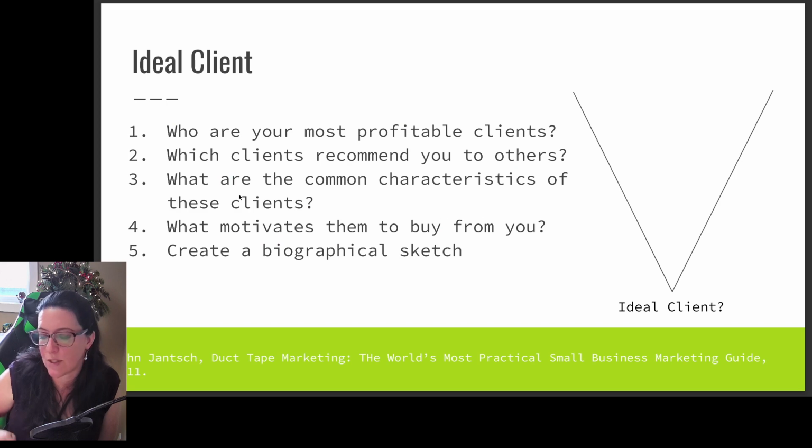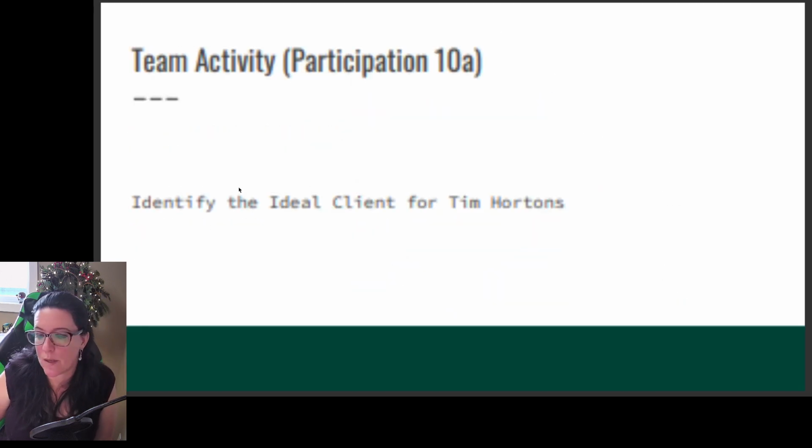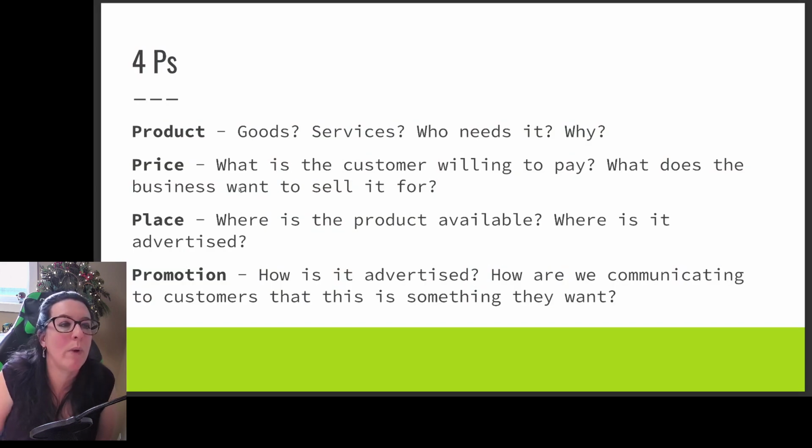And then we look at, is that the ideal client? Are those the ones that are not just clients, but repeat clients? And are they champions who tell others and sell for us? Identifying that ideal client is going to inform what we do in terms of our marketing mix, the 4 Ps.